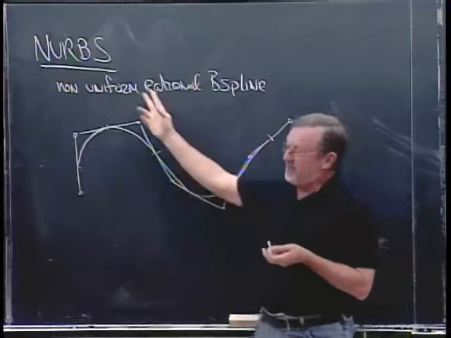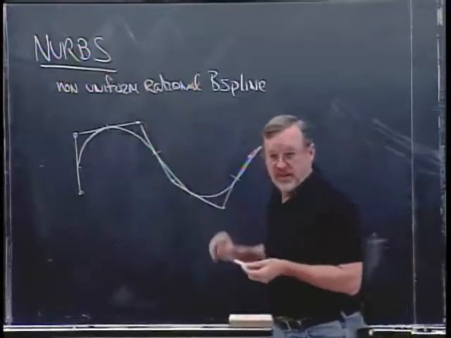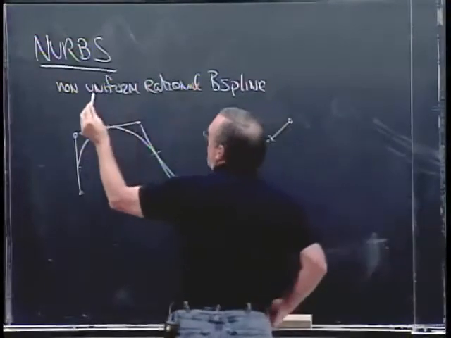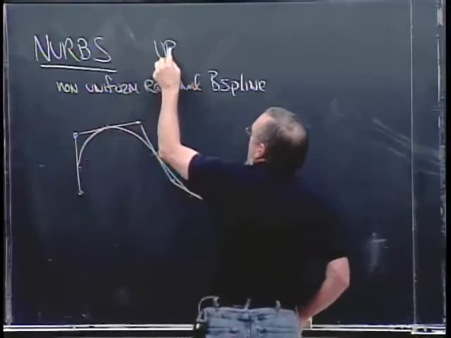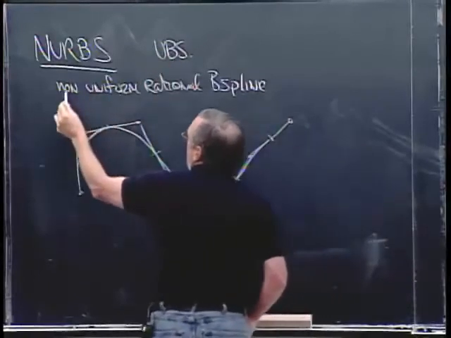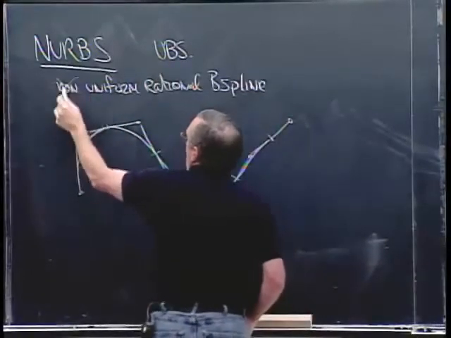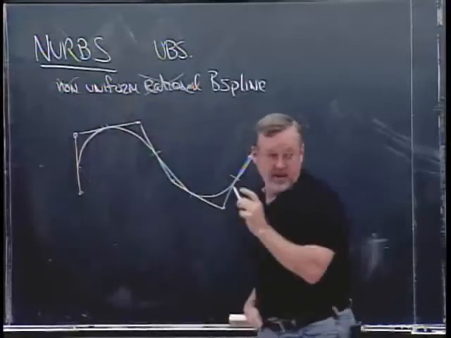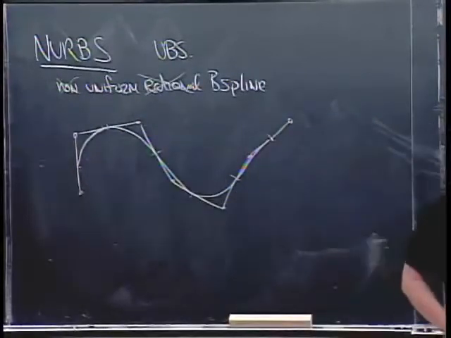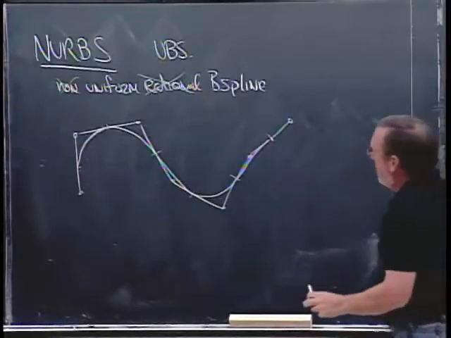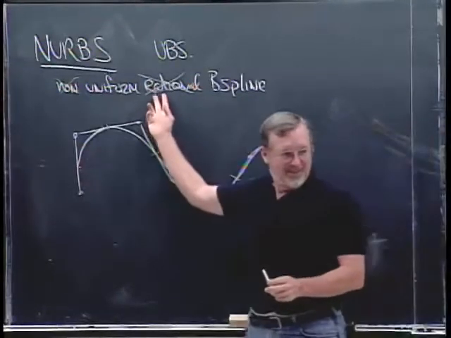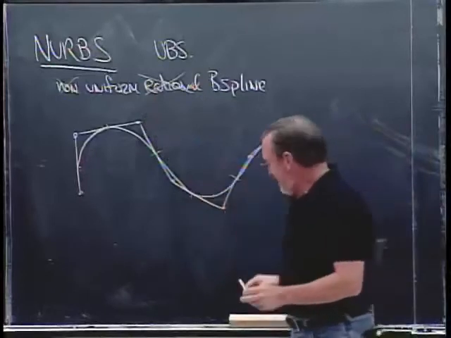Okay, and these are called non-uniform rational B-splines. And actually, most of us usually do UBS, uniform B-splines. We don't do rational, and we don't do non-uniform. Most people do UBS, and I'll show you with UBS.